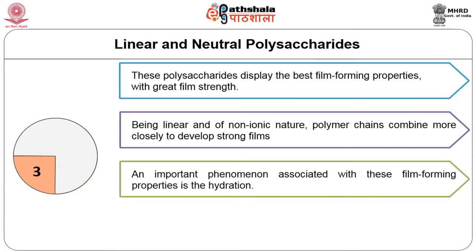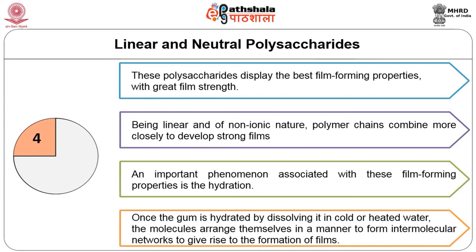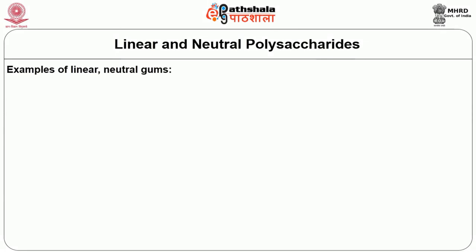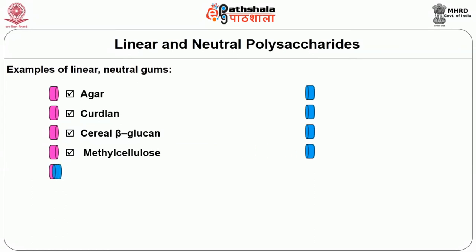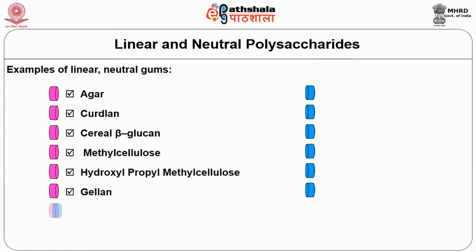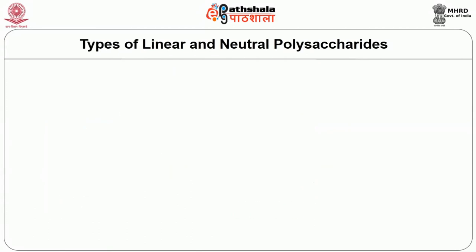An important phenomenon associated with these film forming properties is hydration. Once the gum is hydrated by dissolving it in cold or heated water, the molecules arrange themselves to form intramolecular networks, giving rise to the formation of films. Examples of linear neutral gums include agar, curdlan and cereal beta glucan, methyl cellulose, hydroxypropyl methyl cellulose, gellan and konjac. We will learn about different types of linear neutral polysaccharides one by one.